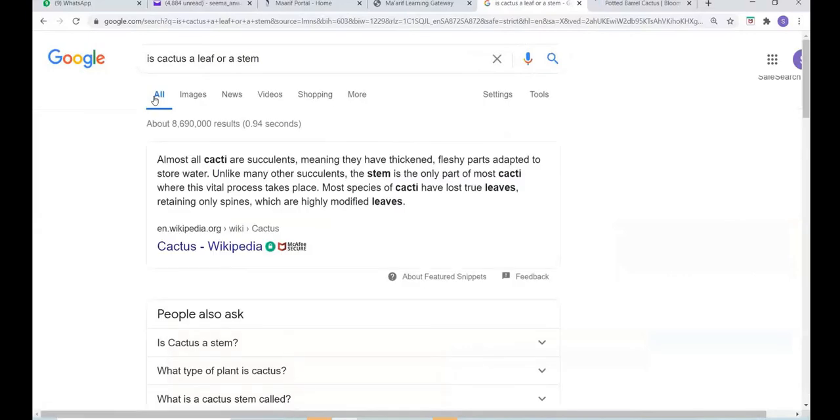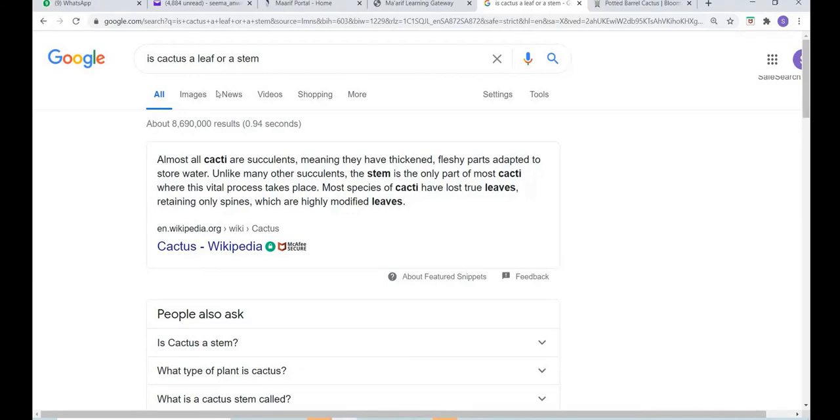So let's check out. Is cactus a leaf or a stem, which you see above the ground? There are again various types of cactuses. Almost all cactus are succulents. Succulents meaning very small growths which you can see in the potted plants, meaning they have thickened fleshy parts adapted to store water. Unlike many other succulents, the stem is the only part of most cacti where these vital processes take place.